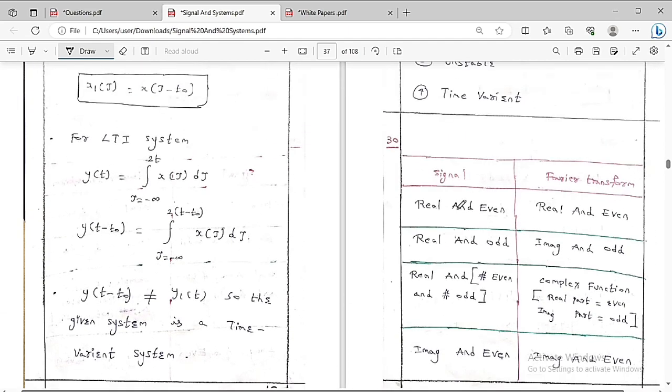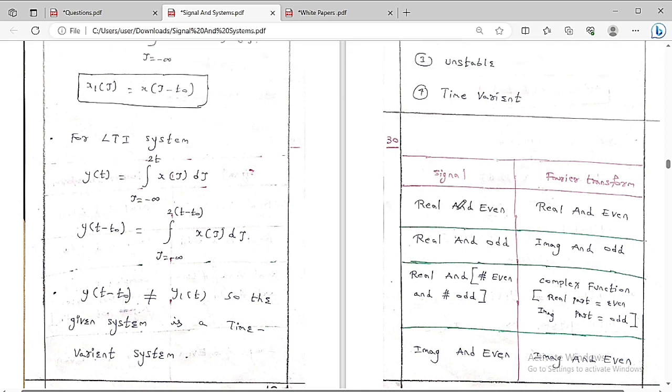Listen carefully. If a given signal is a real signal and even, then the Fourier transform that we are going to get is also a real part with even nature. And if a given signal is a real signal and odd in nature, then the Fourier transform that we are going to get is purely imaginary, and we are going to get an odd nature. Suppose a given signal is a real signal and is neither even nor odd, then the Fourier transform that we are going to get is a complex function with a real part even in nature and the imaginary part odd in nature.